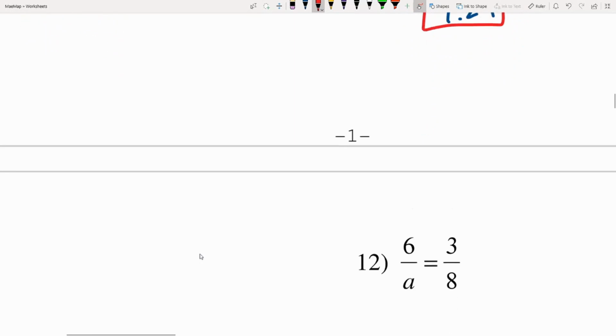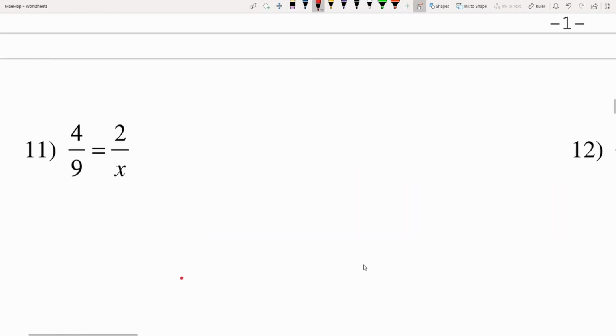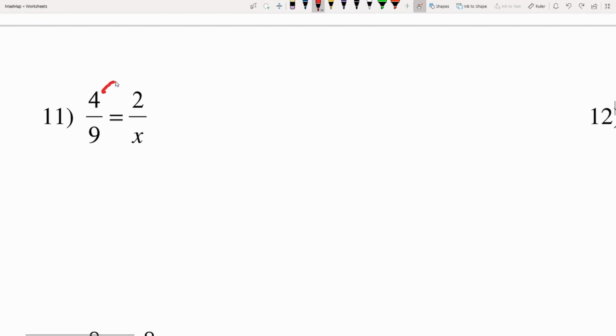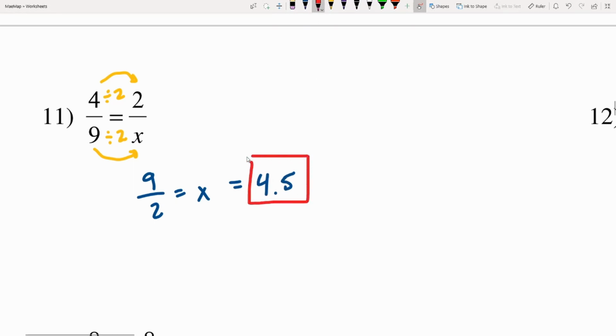Moving right along to the second page, we're going to go over number 11. Now looking at number 11, I can easily find a whole number to go from 4 to 2, looking at just those numerators. Going from 4 to 2, I just need to divide by 2. So in order to go from 9 to x, I need to do the same thing if these are indeed equivalent. So again, I need to divide by 2, which 9 divided by 2, I can do in my head, but feel free to use a calculator. 9 over 2 is going to equal x, and that's 4.5. So 4.5 is our solution in number 11.